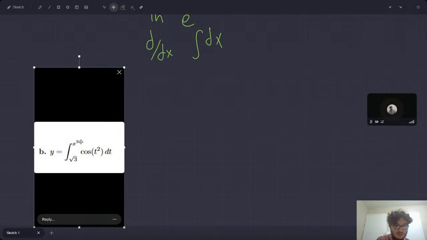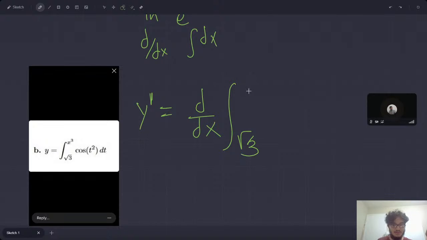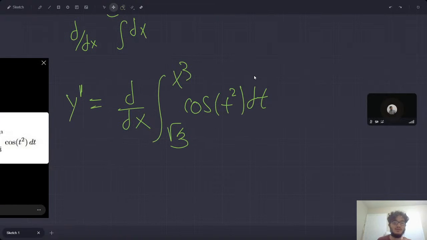So, in this problem, I am pretty sure it's suggesting to take the derivative, so find y prime. So this is just d over dx of the integral from square root of 3 to x cubed of cosine of t squared dt. In this particular integral, you have a function in the upper bound. So when you have functions in the upper or lower bounds, all you gotta do is multiply by the derivative of the upper or lower bound. Just substitute for the upper bound. The derivative of a constant is 0.